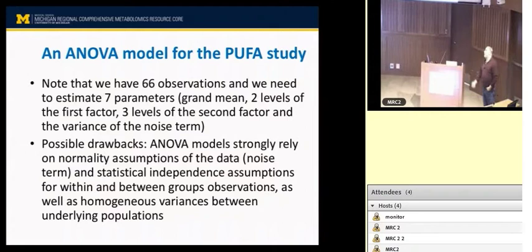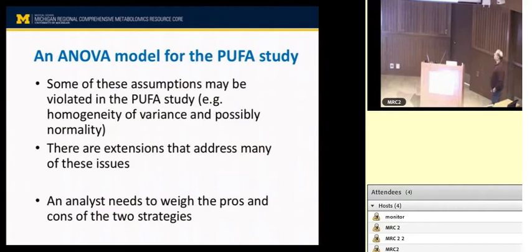And everything is driven by the study design. That's the other important thing. That's why thinking about the study design, even before you collect the data, your samples, is important. So there are extensions in the literature, and therefore the key message is that you always need to weigh the pros and cons of various strategies and what you're trying to get out of your data. All right. Any questions?